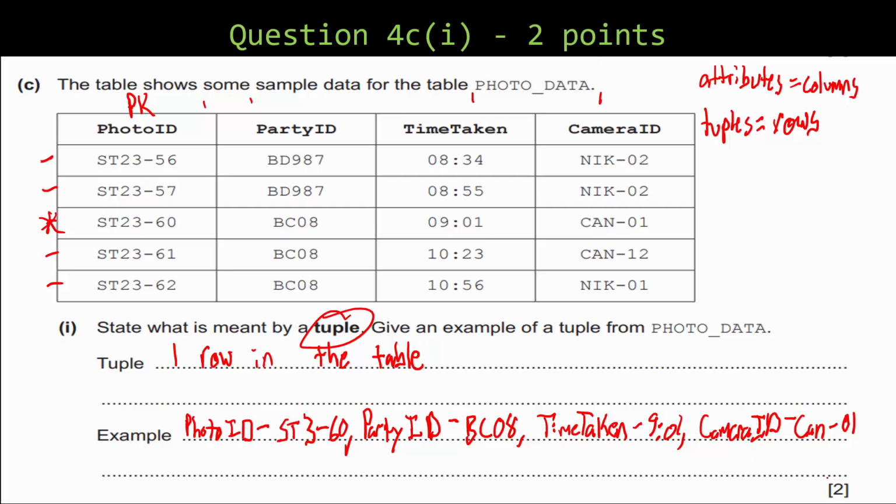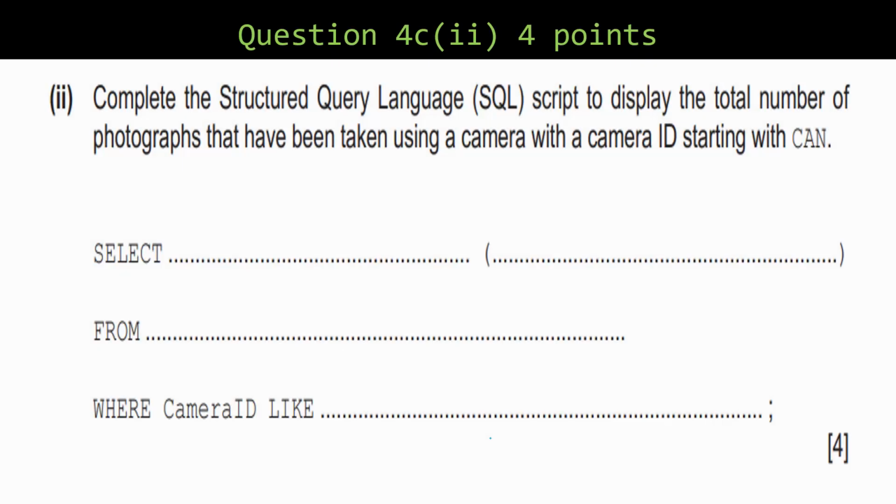Let's go ahead and move on to the next question, which is most likely going to be SQL. So let's take a look and see. Complete the structured query language, so SQL script, to display the total number of photographs. Okay, the first thing I want to do is start figuring out what they're asking me here. Total number, so I know that's going to be the command count. So I know I'm going to need to use that of photographs that have been taken using a camera with a camera ID starting with CAN.